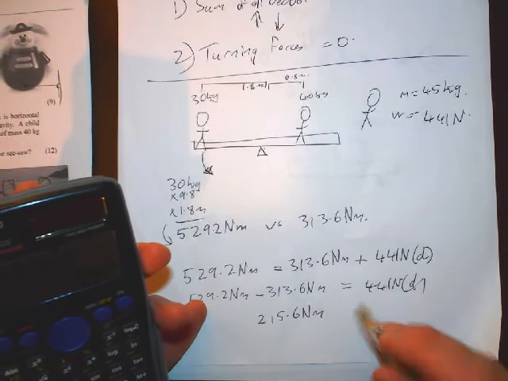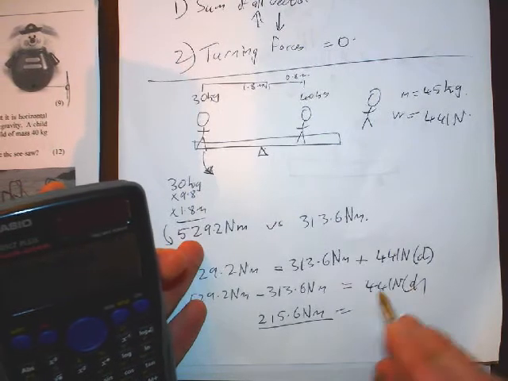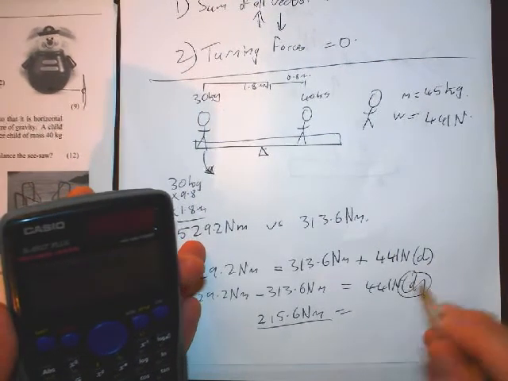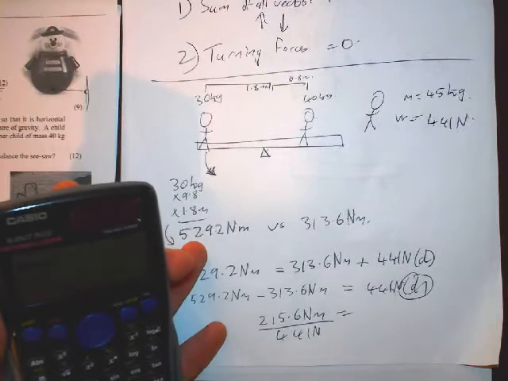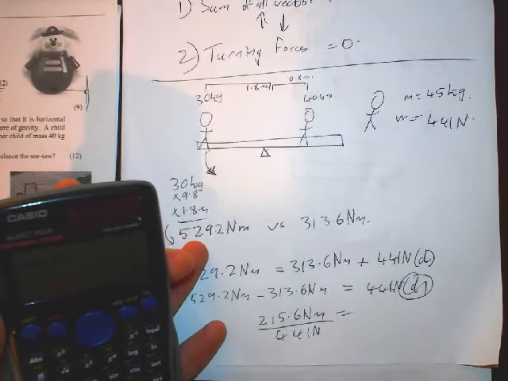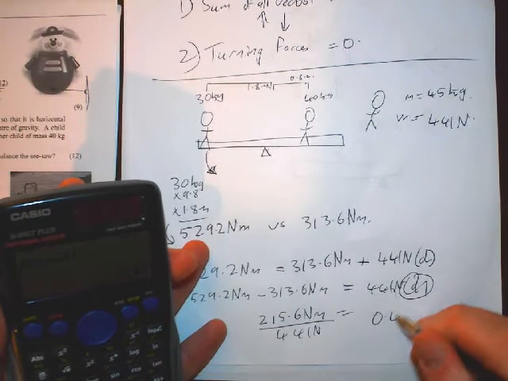we know that this child has a weight of 441 newtons. So let's bring it across to divide it in. It was multiplied by the distance. We're trying to isolate the distance, so bring this one across. 441 newtons. Divide your answer by 441, and hopefully we'll get a reasonably sensible answer.